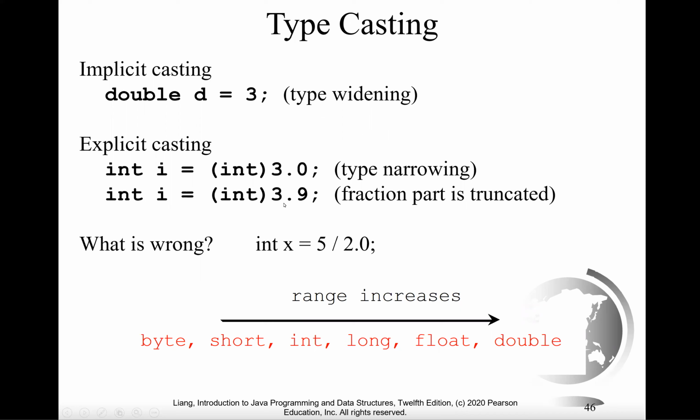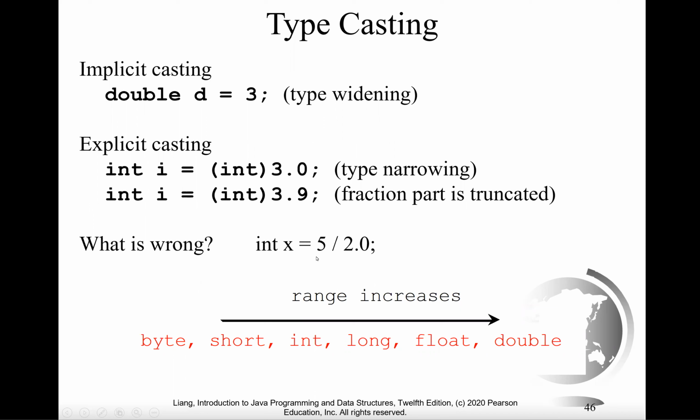This is to assign 3.9 into i, but first you perform this casting. When casting a floating point number into an integer, the fractional part of the floating point number is truncated. So this i becomes 3 now.